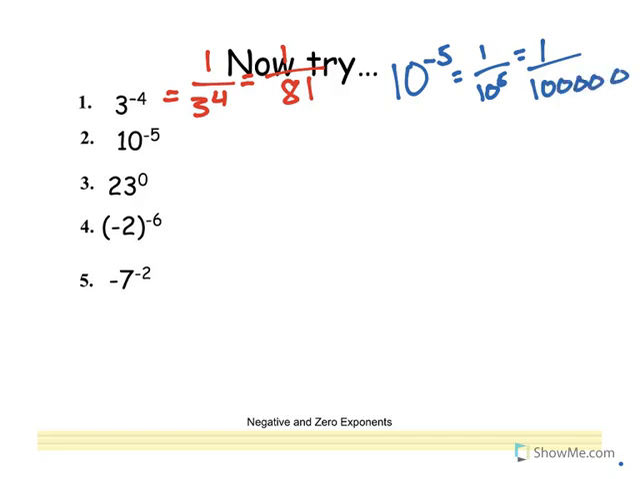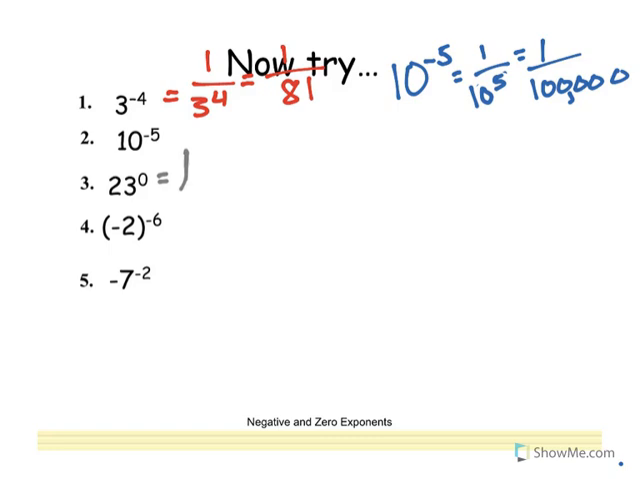Now, evaluating powers of 10 is really easy, right? 10 to any power is 1 with that many zeros. So 10 to the 5th, and that looks a little sloppy. Let me clean that up. 10 to the 5th power is 1 with 5 zeros. So 10 to the 11th power would just be 1 with 11 zeros, as an example. 23 to the 0 power, I know you guys are all screaming, that's 1, right? Because anything to the 0 power is 1.